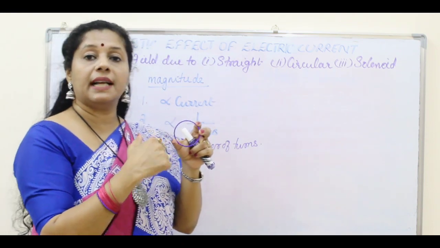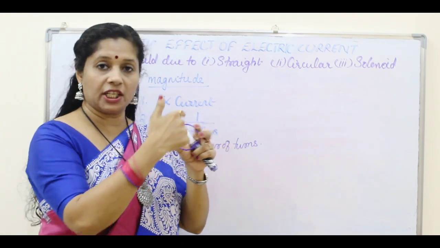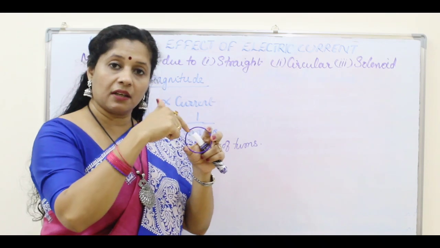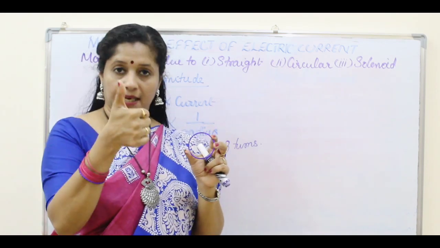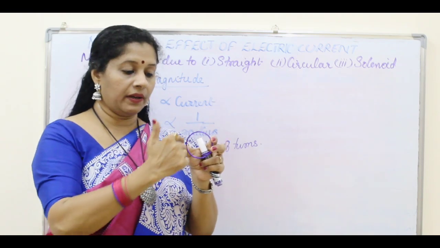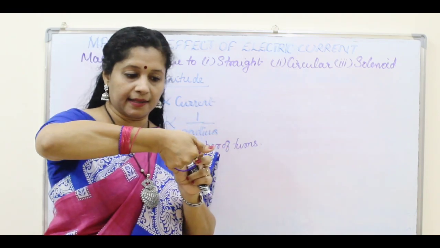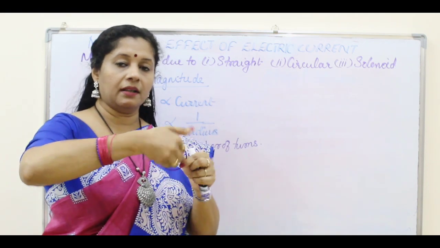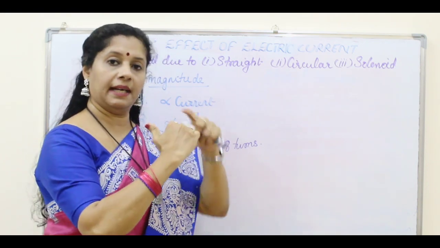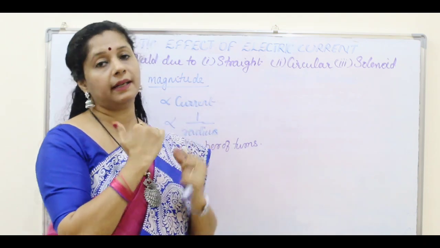So here also the direction can be changed. Suppose I change the direction of current, the direction of the field also will change. This we can find out using the same rule, right hand thumb rule. Suppose the current is going from here, I will hold it like this. Now the field lines are like this. Suppose the current is going this way, then the field lines are in the opposite direction.